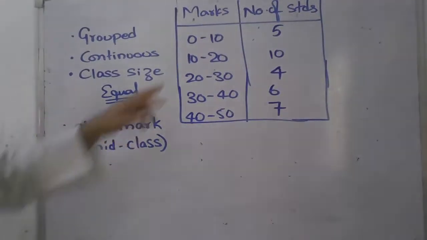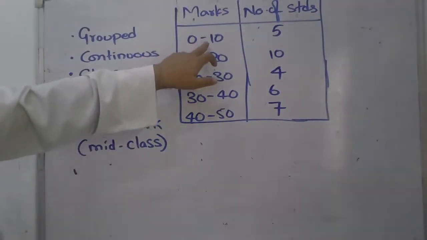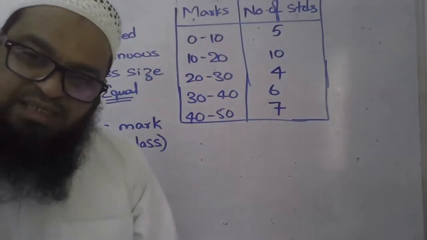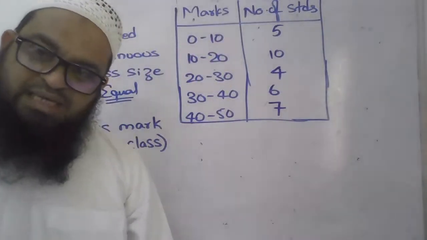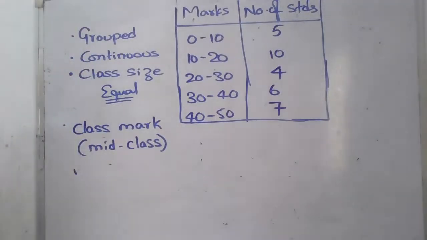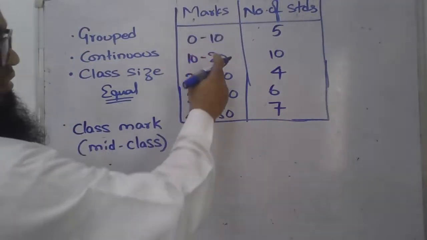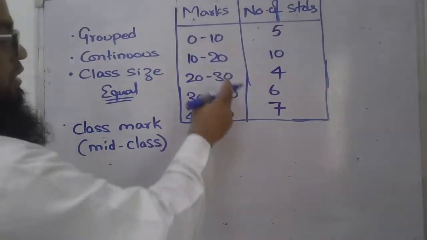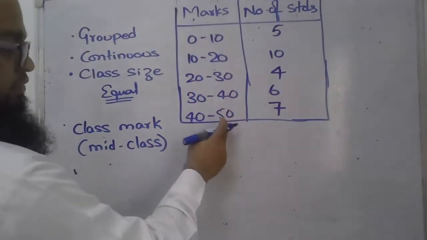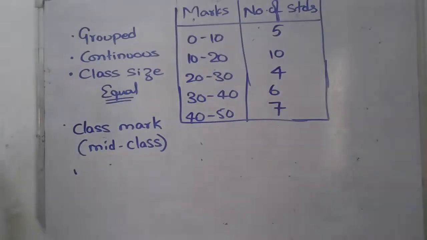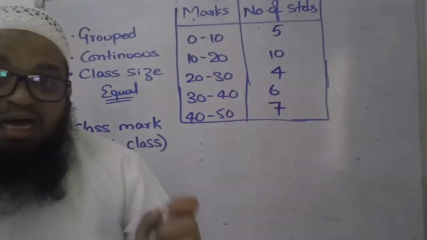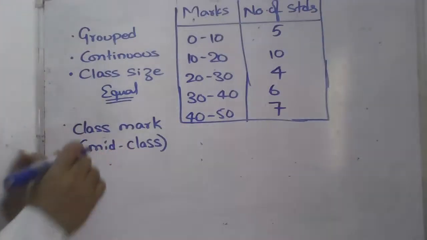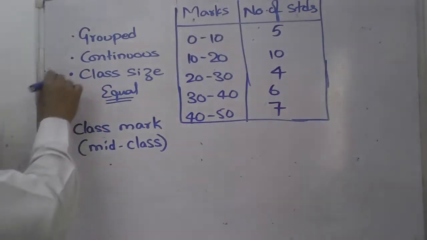So what is class size? How will you check class size? Upper limit minus lower limit. 10 minus 0, 10. 20 minus 10, 10. 30 minus 20, 10. 40 minus 30, 10. 50 minus 40, 10. So here the class size should be equal. Very, very important.